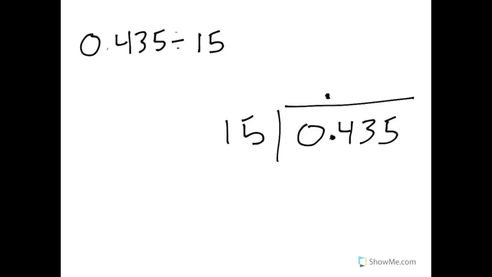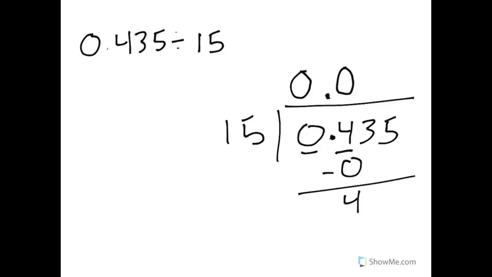Does 15 go into 0? It does not. So I'm going to put my 0 up top. Okay? Pretty basic. Makes sense. Does 15 go into 4? It does not. So I have to put a 0 there. It's a placeholder. 15 can't go into 4. So I have to put a 0 up top as my placeholder. Okay? 0 times 15 is, of course, 0. I would subtract 4, and now I bring down my next number, which is 3.